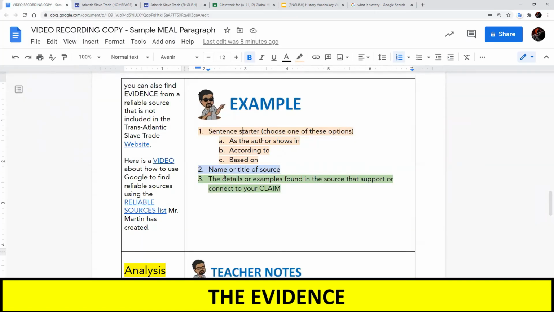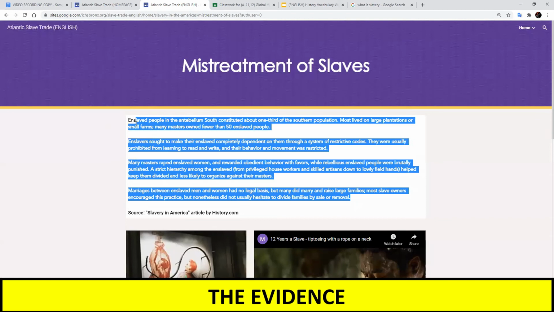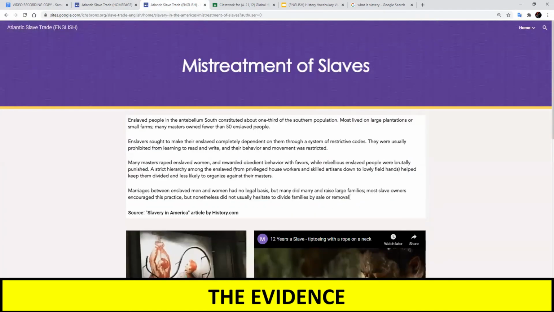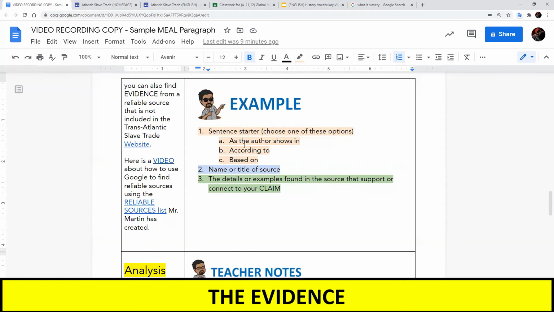The last part is the details or examples found in the source that support or connect to your claim. If we go back to the website, this is the name of the source, and all of this information here would be the details or the information or the examples that you may use. There are a couple of different ways you can provide the details. You can either copy and paste. Say you found this part right here, you think it's really interesting, you would just click copy, and then you would paste it into your document.